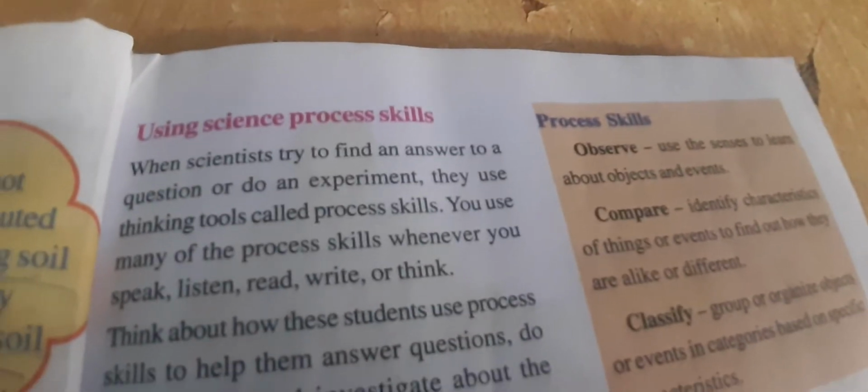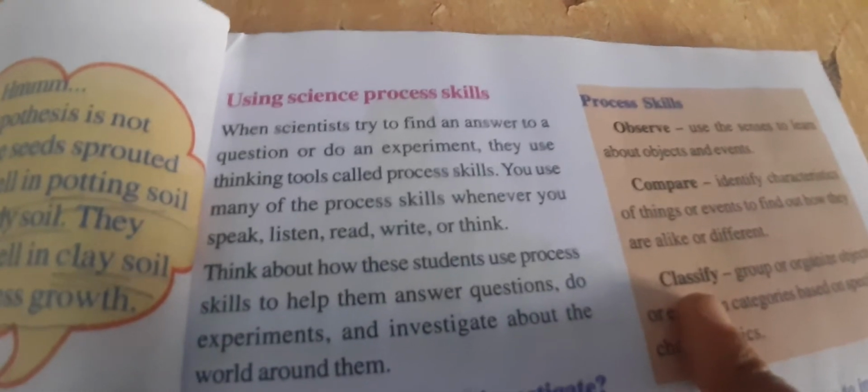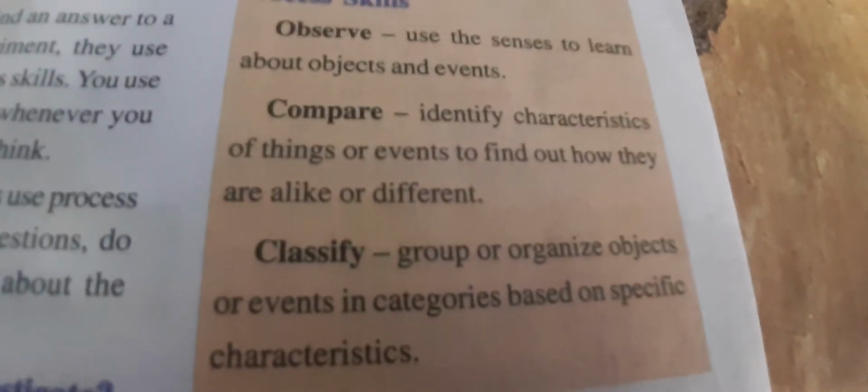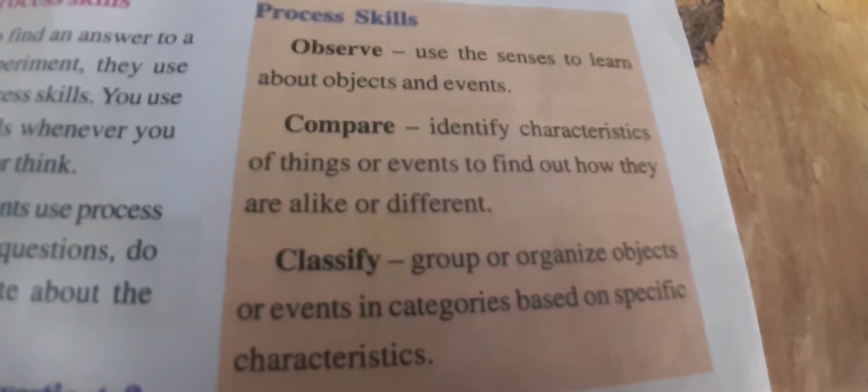We have to use our process skills. What are our process skills? We have to observe, we have to compare and we have to classify. What do we have to observe? Use the senses to learn about objects and events. Compare means identify characteristics of things or events to find out how they are alike or different, and we have to classify, which means group and organize objects or events into categories based on specific characteristics.